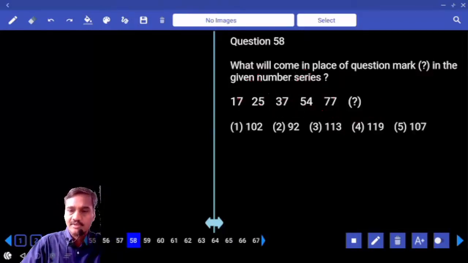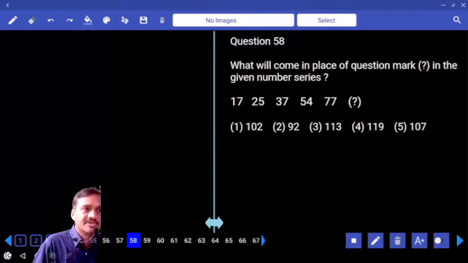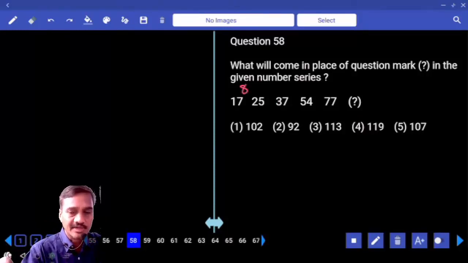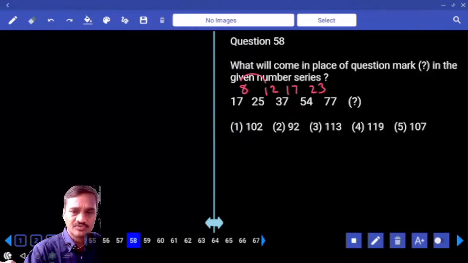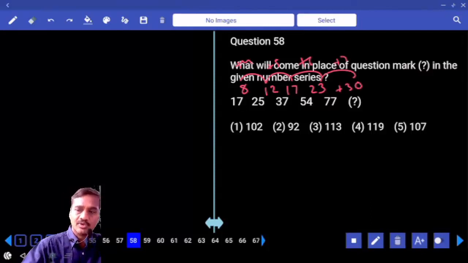Then 58. Now the numbers are increasing, sometimes by a small amount and sometimes by a larger amount. The numbers are increasing at a smaller rate. Hence, it must be under which category? Difference. 8. And 25 and 37, 12. 37 and 54, how much happened? 17. And next one, 54 and 77, 23. 8 and 12, plus 4. Here, plus 4, plus 5, plus 6, plus 7. Now, 23 plus 7, 30. 77 plus 30, 107, choice.